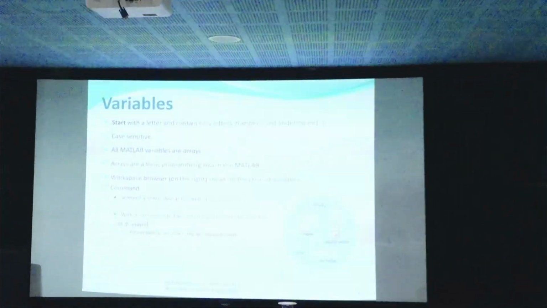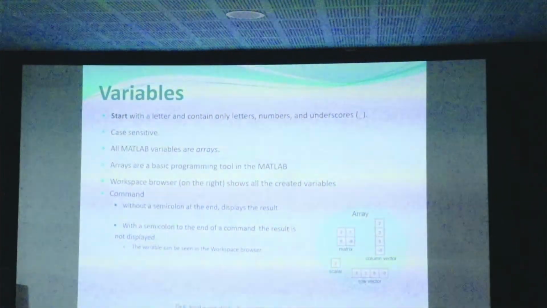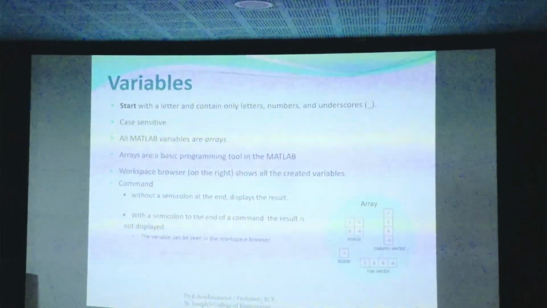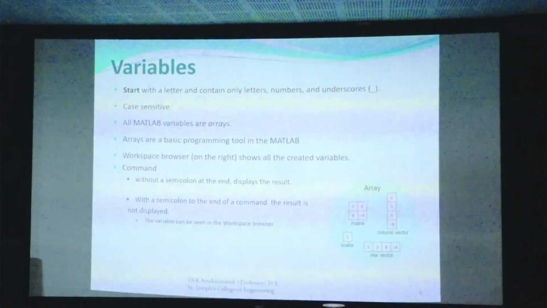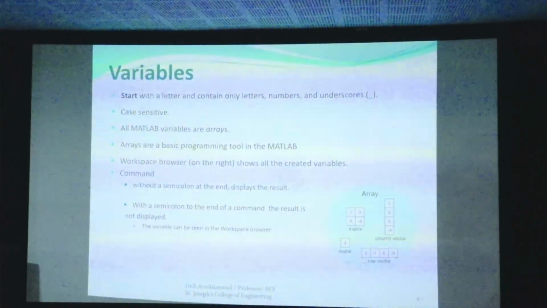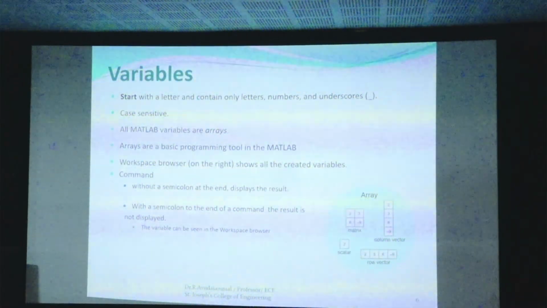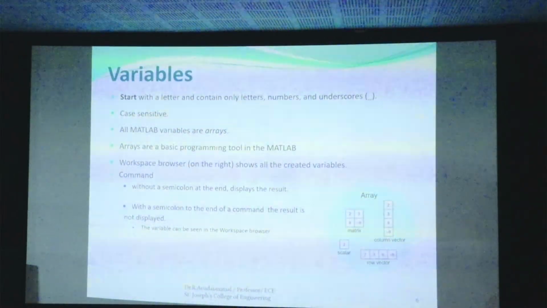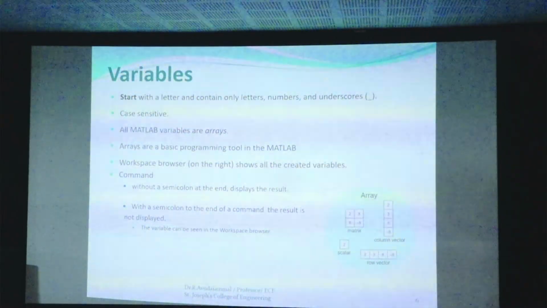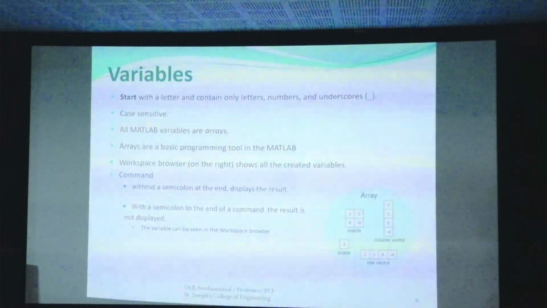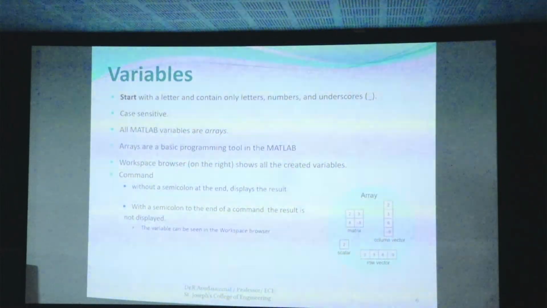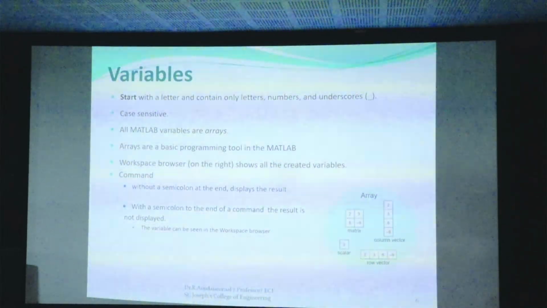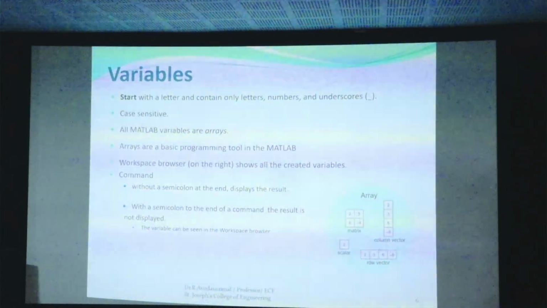Variables. A variable starts with a letter. It contains only letters and numerals, and words should be separated by an underscore. No special characters are allowed in a variable name, and it is case sensitive. What is the full form of MATLAB? Matrix Laboratory. So a scalar is a 1 by 1 matrix. Likewise, all the variables and their values are declared as matrices only.